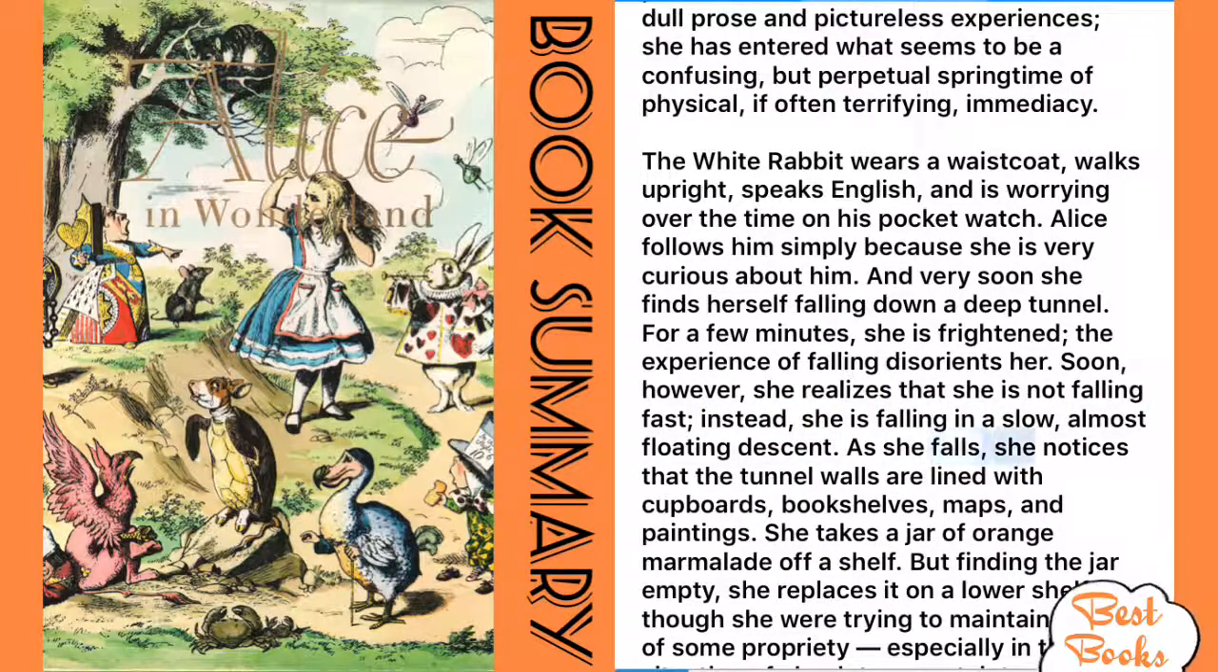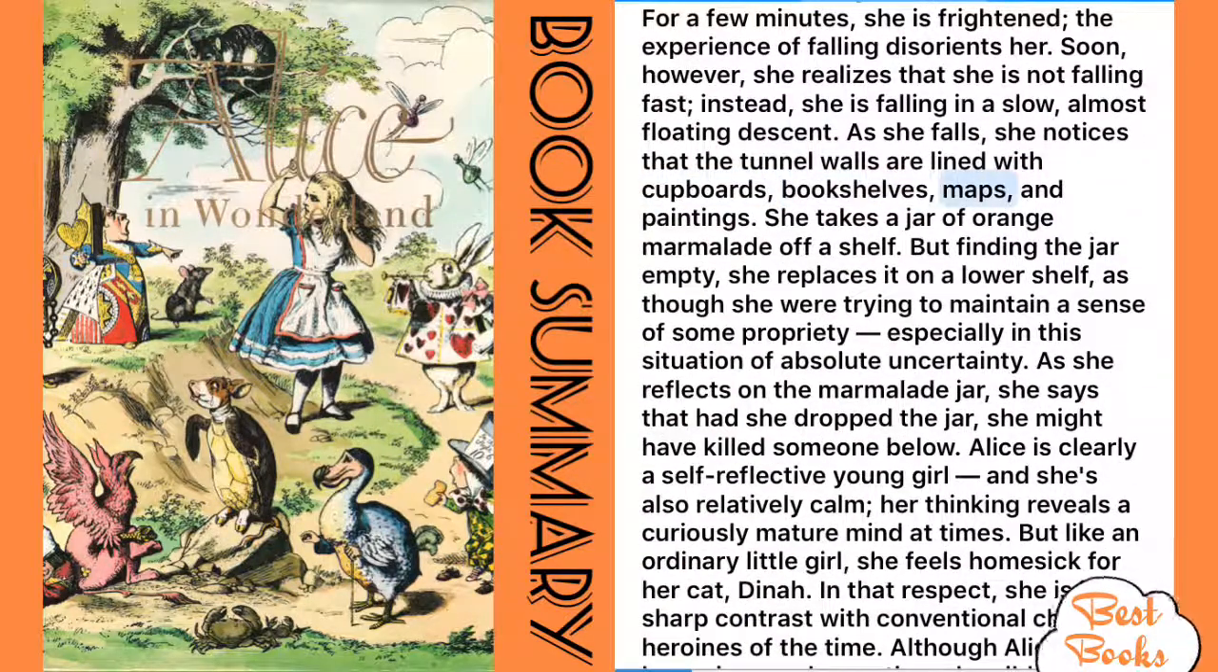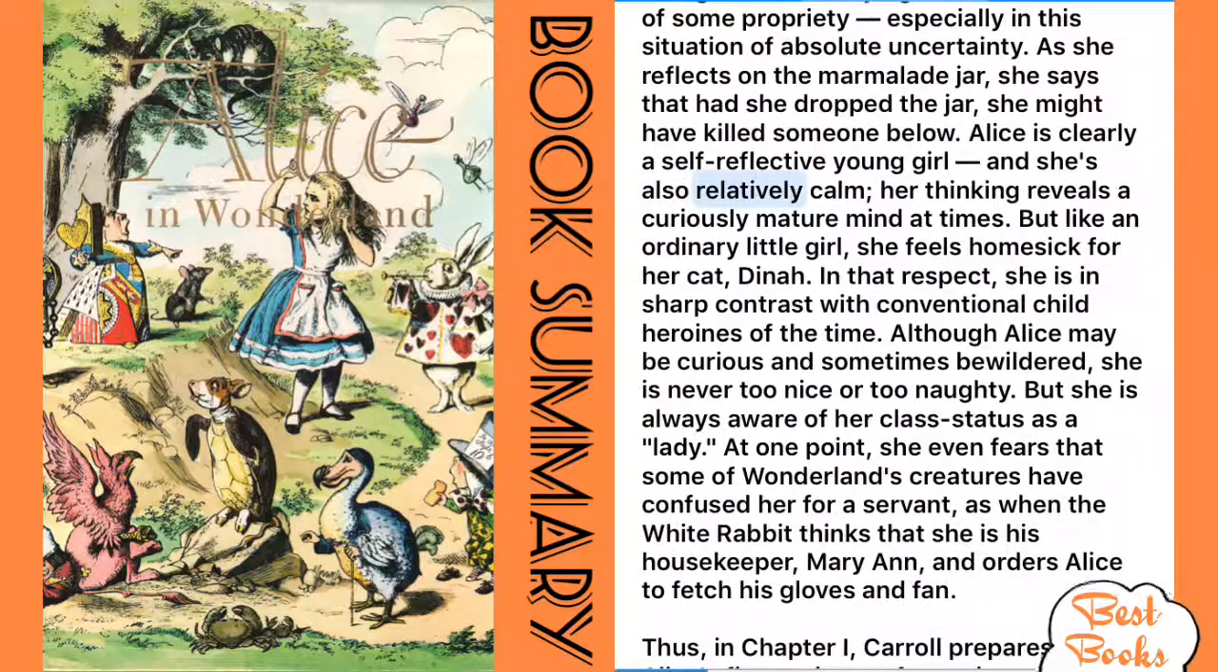As she falls, she notices that the tunnel walls are lined with cupboards, bookshelves, maps, and paintings. She takes a jar of orange marmalade off a shelf, but finding the jar empty, she replaces it on a lower shelf, as though she were trying to maintain a sense of some propriety, especially in this situation of absolute uncertainty. As she reflects on the marmalade jar, she says that had she dropped the jar, she might have killed someone below. Alice is clearly a self-reflective young girl, and she's also relatively calm.